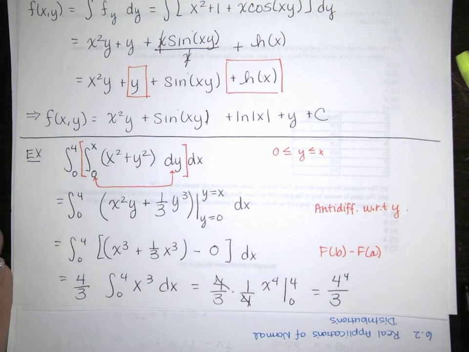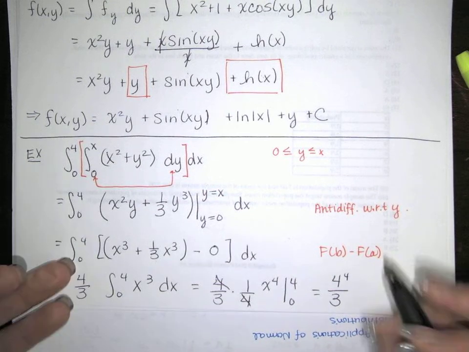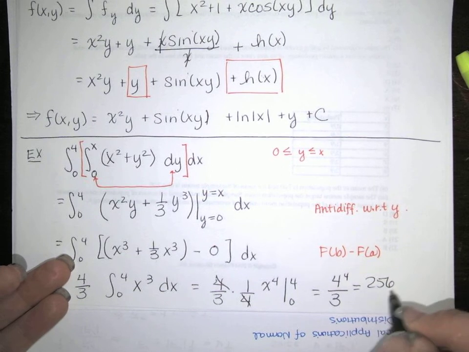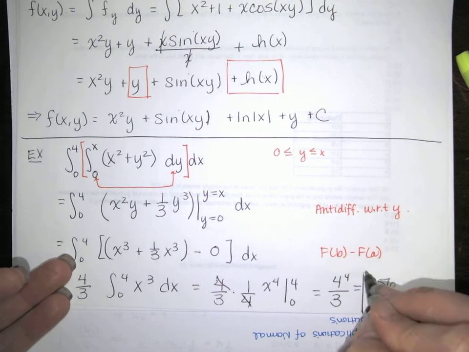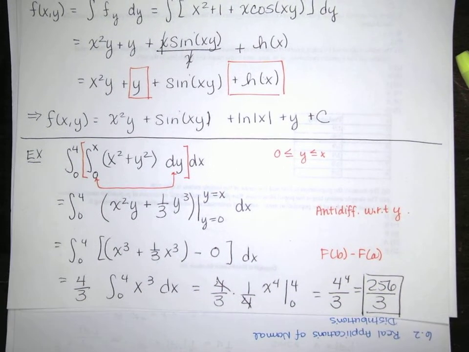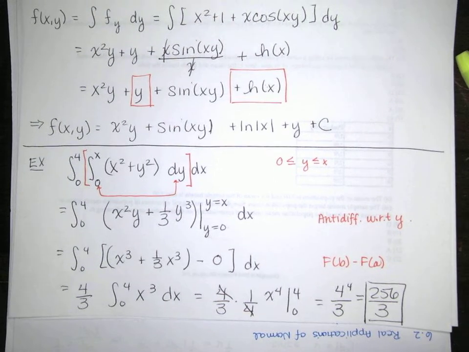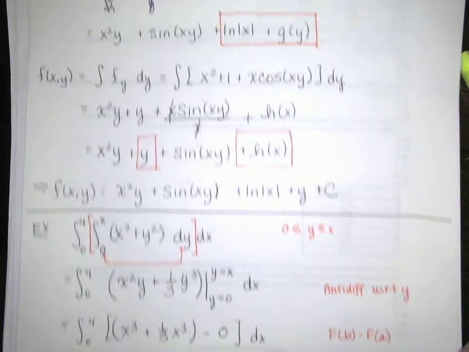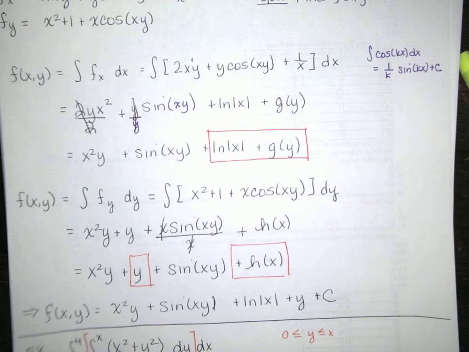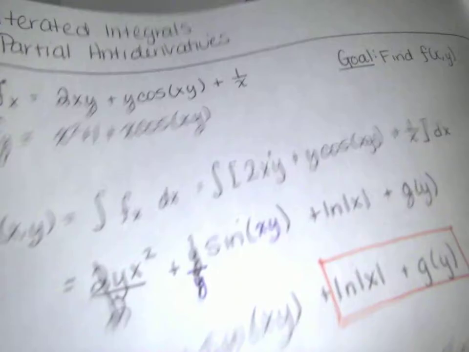And I don't know what 4 to the 4th is. Like 16 times 4 is 64, but what's 64 times 4? 256. So you have 256 over 3. And you're saying to yourself, what does that number mean? Okay, now I'm just going to briefly allude to this, and we'll get back to it a little bit later in another video.